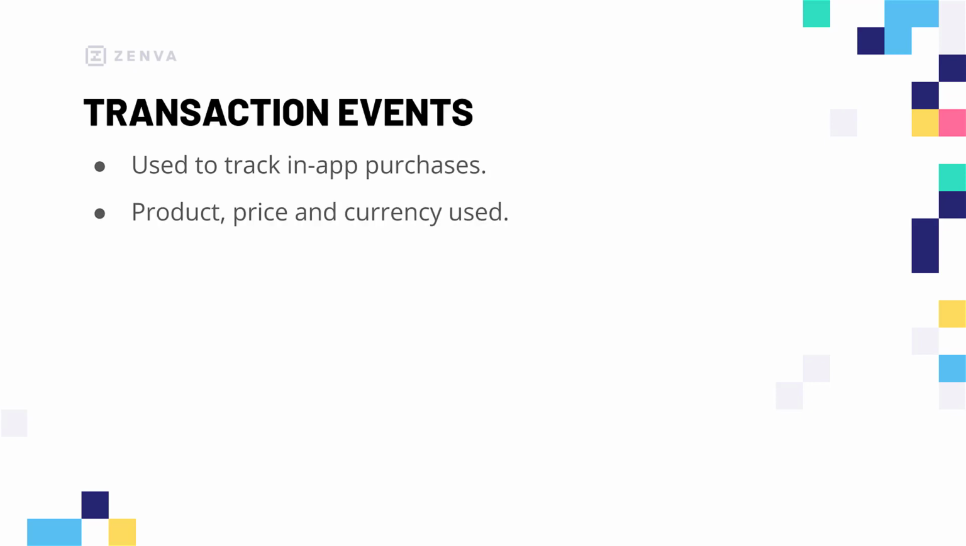And then finally, we have transaction events, and transaction events basically just keep track of in-app purchases. So again, if you have a mobile game that you want to implement analytics with, you can keep track of which products are being purchased, the price, as well as the currency used. So you can see what the most popular product is, the sort of price point that users might be more comfortable paying, as well as what currency they're using. So you can see then as well the demographics that you are targeting with those microtransactions.